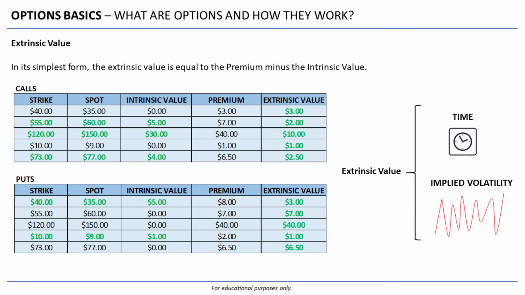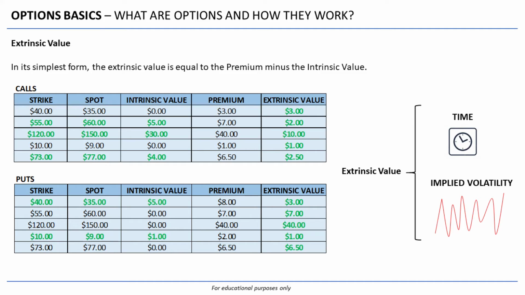Extrinsic value. It's the second component of the premium. It has to be greater than or equal to 0. In its simplest form, the extrinsic value is equal to the premium minus the intrinsic value. Let's revisit our example, but this time we assume we are at a random date before expiration, so there is some extrinsic value present.